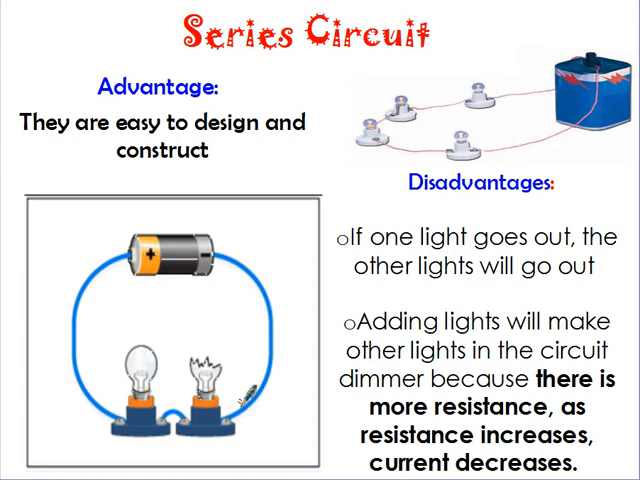The other disadvantage is if you add more light bulbs to the same circuit, all the other light bulbs are going to become dimmer. This is because there is now more resistance on the loop, and as you remember from Ohm's law, more resistance, less current. If your resistance increases, then your current is going to decrease. Remember how to calculate that.